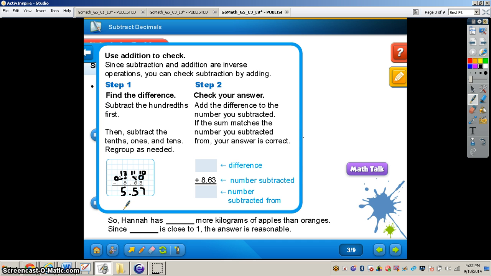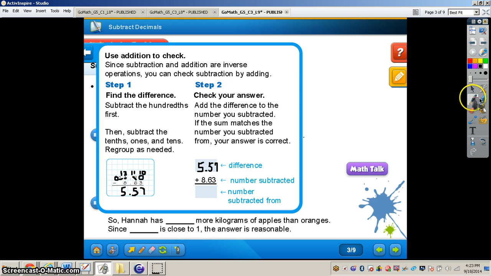Now in order to check your answer, you want to add the difference to the number that you subtracted. So we have our difference, which is 5 and 57 hundredths, and that's just the answer to a subtraction problem.